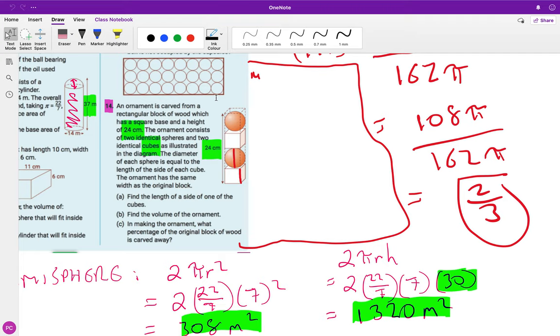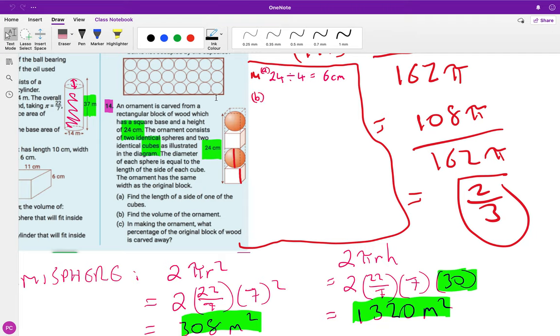Find the length of a side of one of the cubes. Well, that's easy because we know the diameter of the sphere is the same as the length of one of the sides of the cubes. So if we know the length of the whole thing is 24, we can just divide that by 4, and that will give us the length of the sides of one of the cubes. So it's just going to be 6 centimeters. So that's part A done. It was easy.